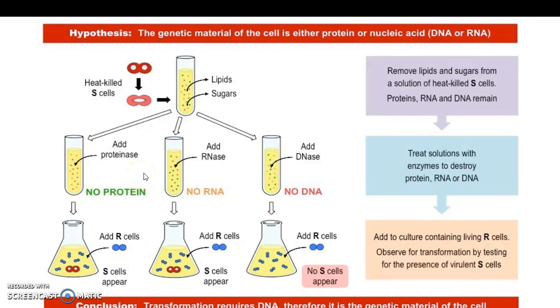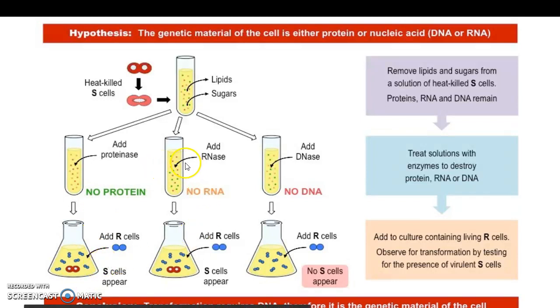So to figure out which one of those things was the genetic material, what was passing on the traits, he split this into 3 different tubes. In this one, he used something called proteinase that would kill all the protein, break it all apart, because that's an enzyme that breaks down protein. So if all the protein gets broken apart, could those R cells take up genetic material and become S cells? Yes, they could. That means it wasn't protein that was passing on the traits.